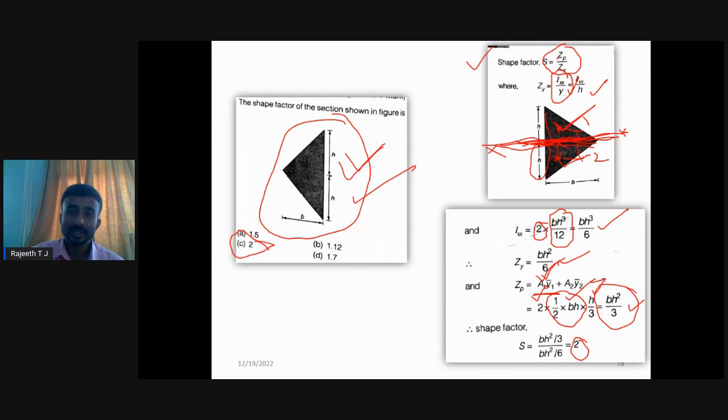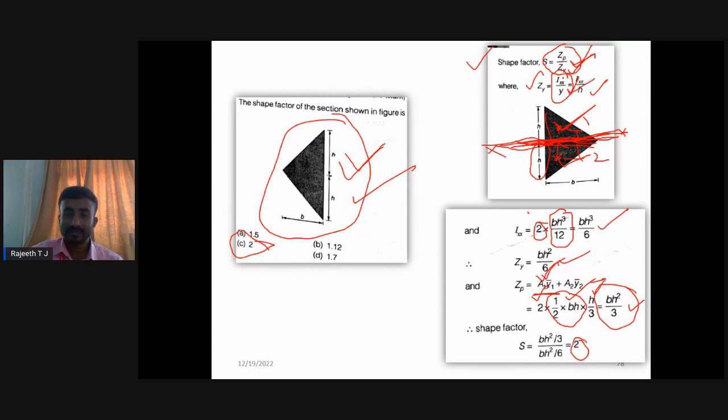Shape factor is nothing but the ratio of Zp by Ze, the elastic modulus. So Zy or Zx, we need to decide. Both come under elastic modulus. We need to decide when to take Zy and when to take Zx. Here it is taken as Zy, since the member is resting on the vertical plane. So this is your Zy.